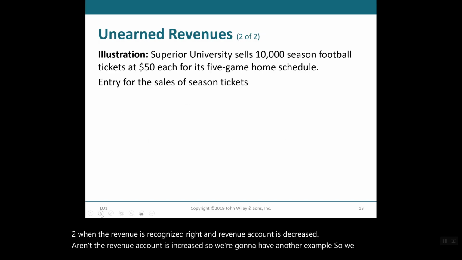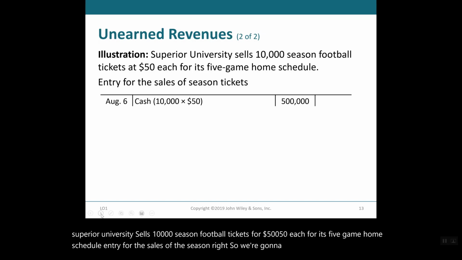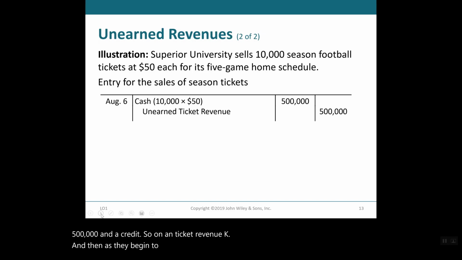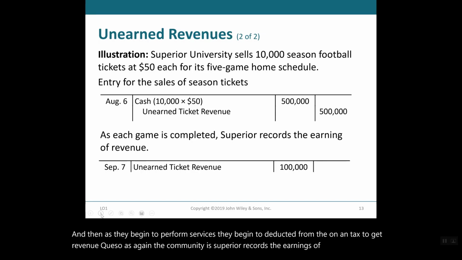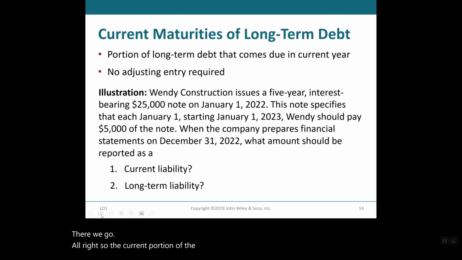Superior University sells 10,000 season football tickets for $50 each for its 5-game home schedule. Entry for the sales of the season: we're going to have a debit to cash, which is 500,000, and a credit to unearned ticket revenue. Then as they begin to perform services, they begin to deduct from the unearned ticket revenue. As the game is completed, Superior records the earnings of revenue. So we have unearned tickets debited for 100,000, and then ticket revenue is going to be credited with what? 100,000.